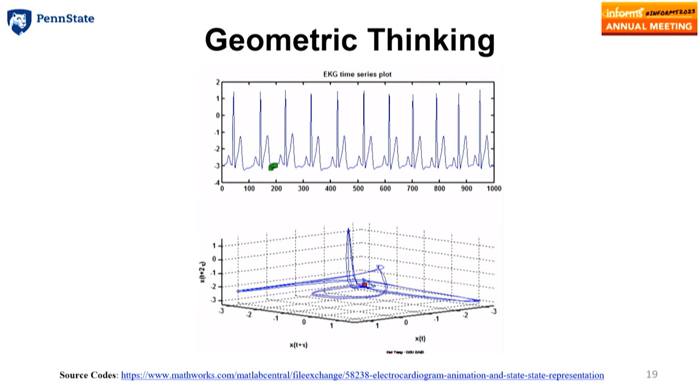In nonlinear analysis, we do the time delay embedding, and we put x_t on this x-axis, x_{t+tau} and x_{t+2tau}. Then we will be able to reconstruct the state space trajectory. Then we could look at the shape and the topology of the EKG trajectory instead of just using the traditional ARIMA or ARMA model to analyze the time series.